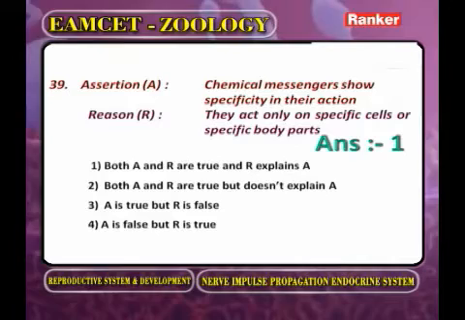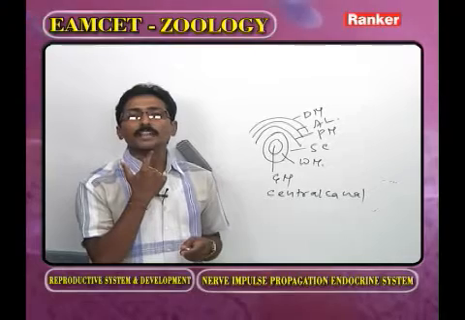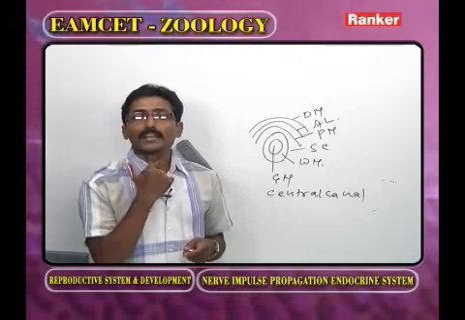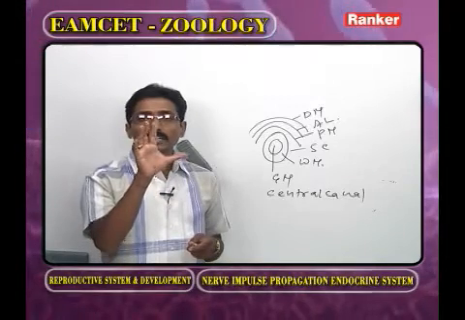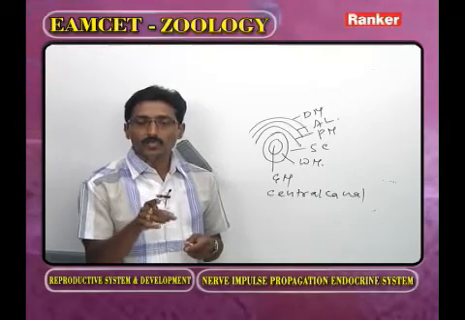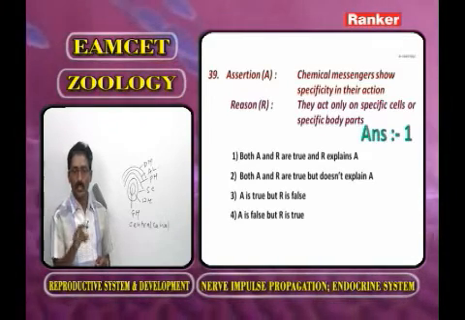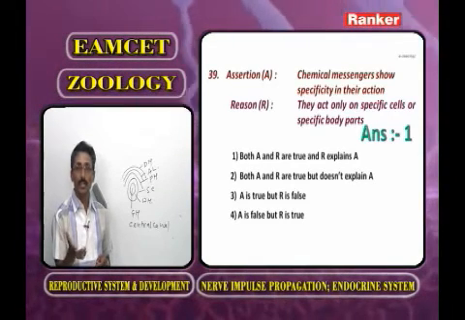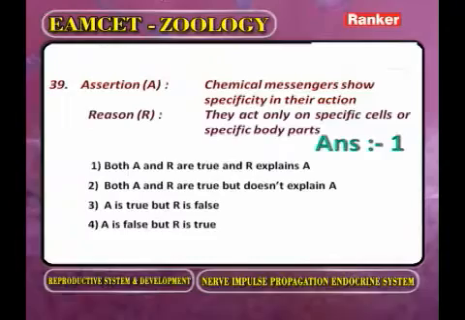chemical messengers, meaning hormones show specificity in their action. Take for example, this is called the thyroid gland. The thyroid gland secretes thyroxine hormone, but here the thyroxine hormone has no work. That means the hormone has a target organ somewhere, that we call specificity. Chemical messengers show specificity in their action. Each hormone has a specific target organ, so they act only on specific cells or specific body parts, so it is called specificity. So both are correct. R explains A. Now the last question.